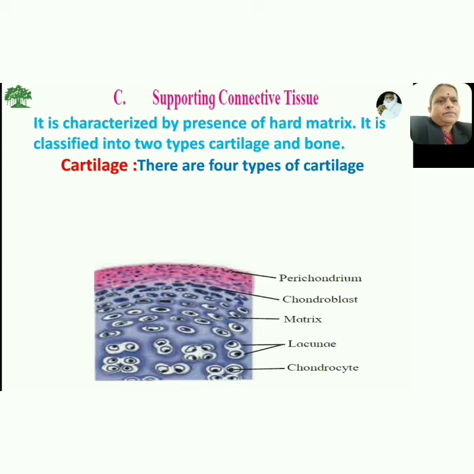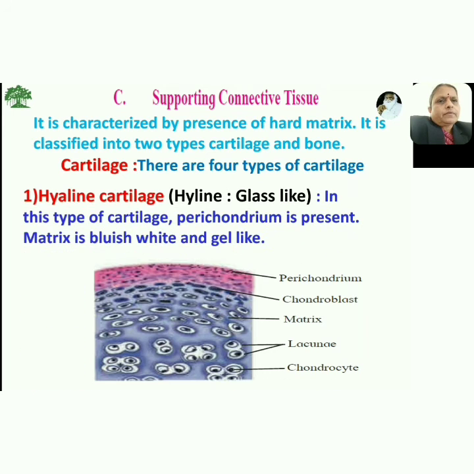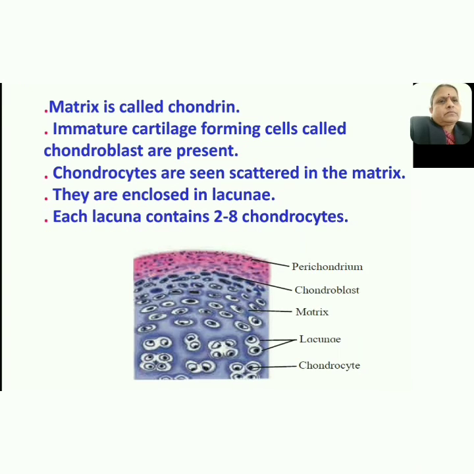See here, number one, hyaline cartilage. Glass-like it is. Matrix is glass-like. In this type of cartilage, perichondrium is present. Matrix is bluish white and gel-like. See here, matrix is known as chondrin matrix.